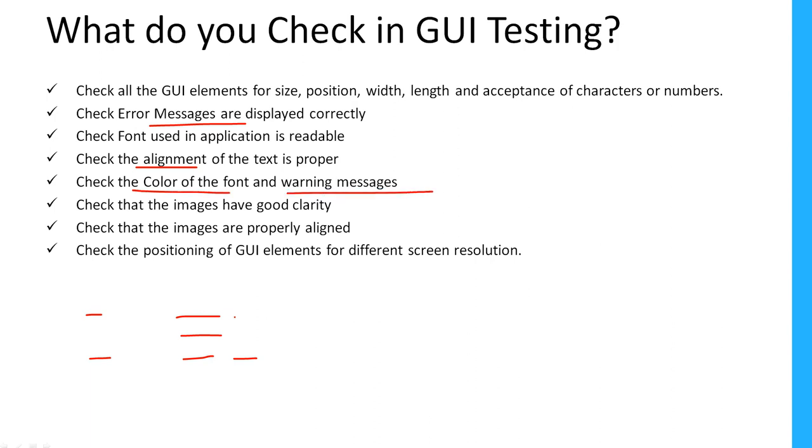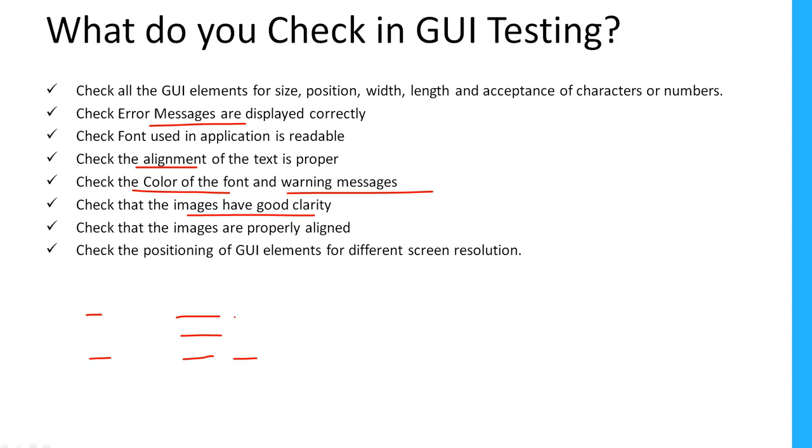And check that images have good clarity or not. Sometimes images are blurred, we cannot see anything, even logos and company related images should have good clarity. And then check the images are properly aligned or not. Suppose there are a few images, some of them are big and some of them are small, and that will not give you a good appearance of the page. So we need to also verify them.